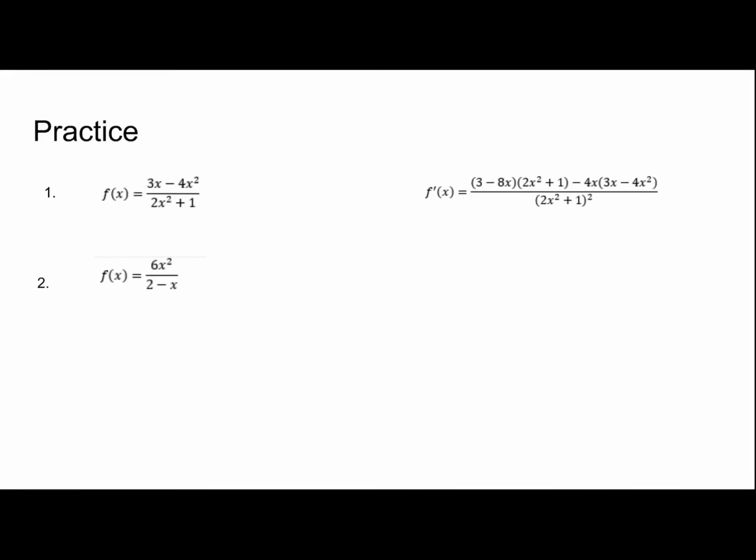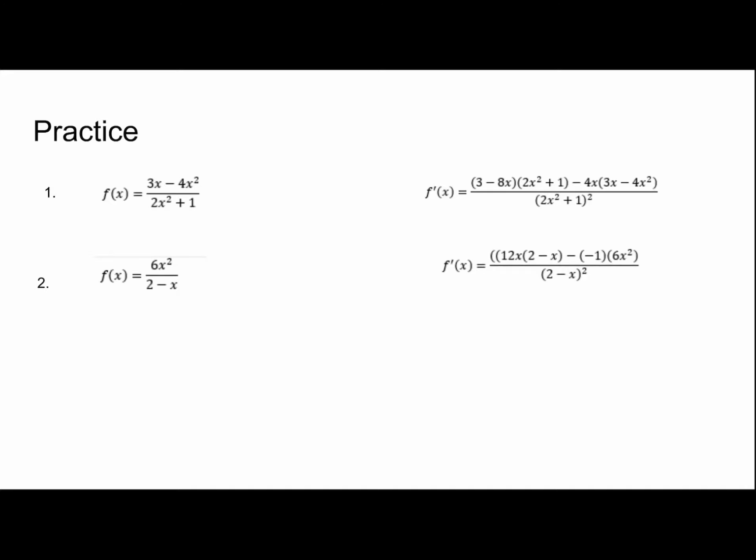Question 2, f of x equals 6x squared over 2 minus x. Our f dash of x comes to be 12x times (2 minus x), minus negative 1, so plus 6x squared, over (2 minus x) to the power of 2. The derivative of our numerator is 12x, and the derivative of our denominator is negative 1.